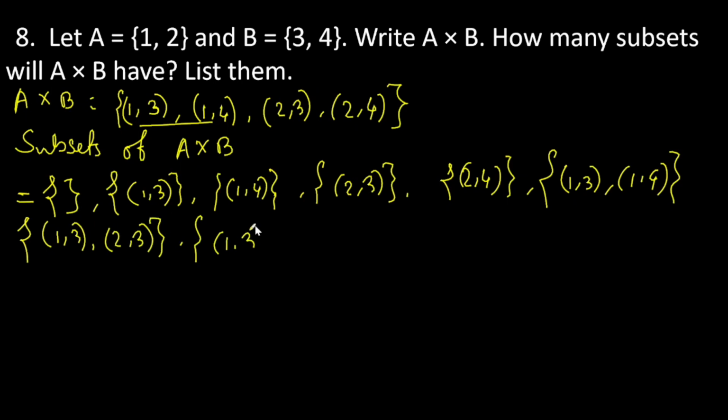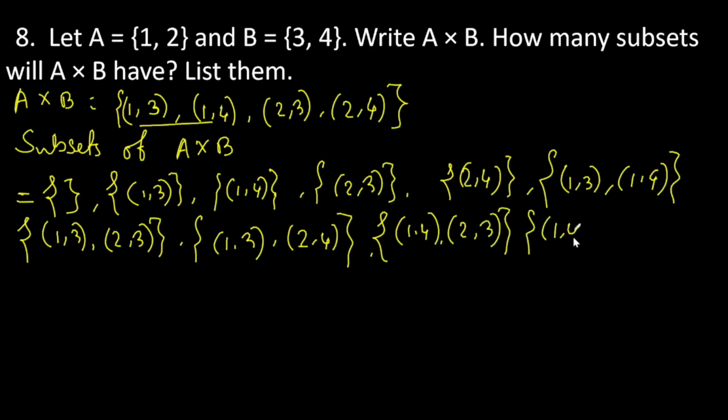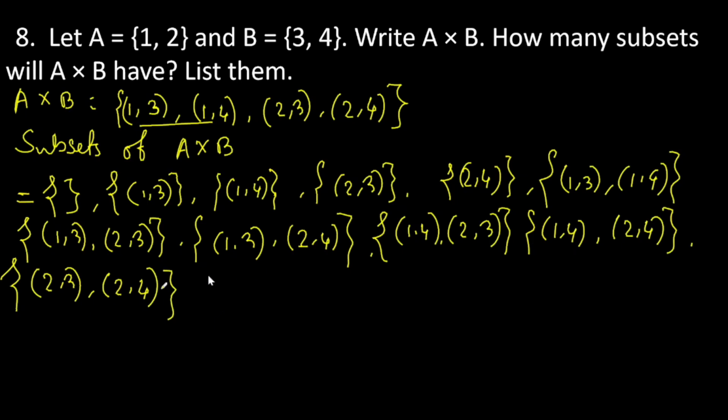Next, (1,3) to (2,4). Okay, how will the pairing go? (1,3) is paired first with (1,4), then (1,3) to (2,3), (1,3) to (2,4). Then what? (1,4) to (2,3) and (1,4) to (2,4). Then (2,3) to (2,4). Okay, so these are the sets containing 2 elements.